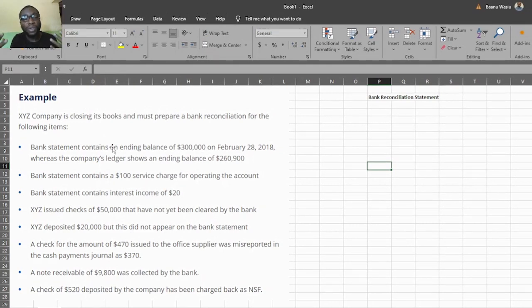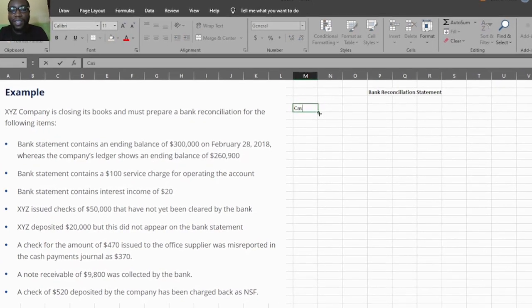So this is what you need to do when you are doing bank reconciliation. Examine both statements and see what is in one and not in the other. Then you prepare your statement. So the first thing we start with, of course, you need to put the name of the company and the date and everything, but I don't have time for that. So just go straight to the issue.